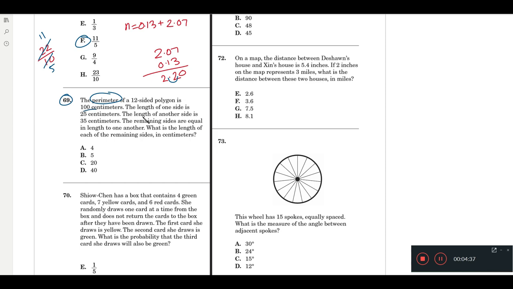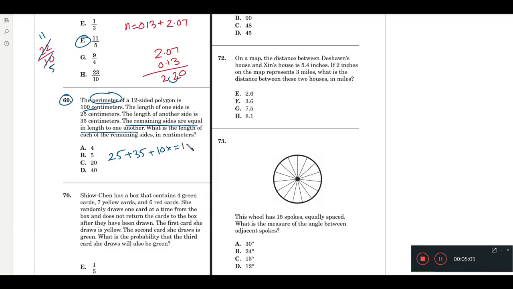The perimeter is 100, and the length of one side is 25, and the length of another side is 35, and the remaining sides are equal in length to one another. So there are 10 more sides remaining, right? Let's say each one of those is x. So 10x. If I add them all, what should I get?